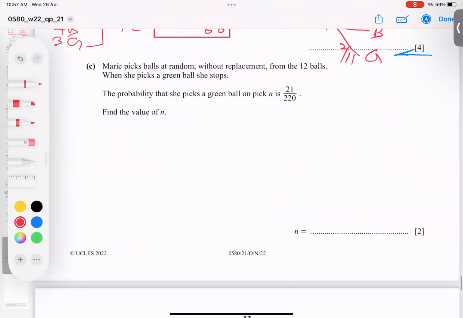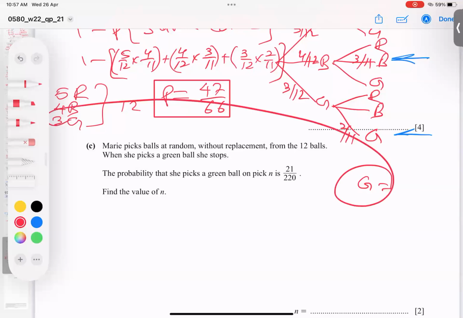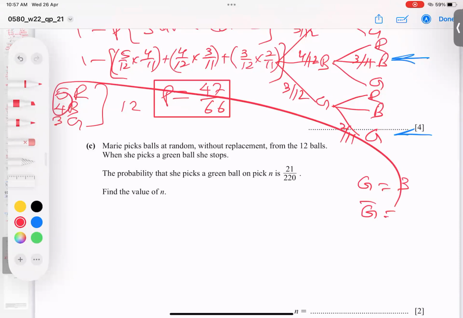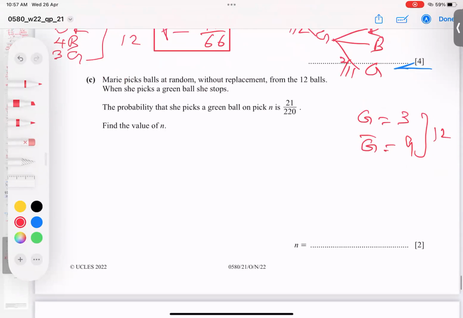This question is saying that M picks a ball randomly without replacement from 12. She picks a green ball, and when she picks a green ball, she stops. And the probability she picks a green ball is in this answer. So I just give an idea. For example, how many green balls do we have? Check. Green balls are 3, and not green balls are 9. Total are 12. This is the best technique for doing this kind of question.